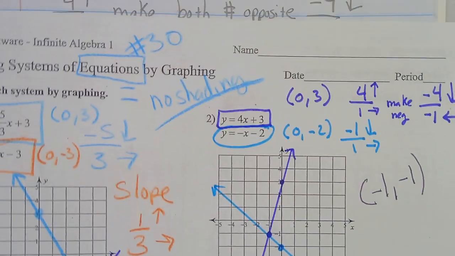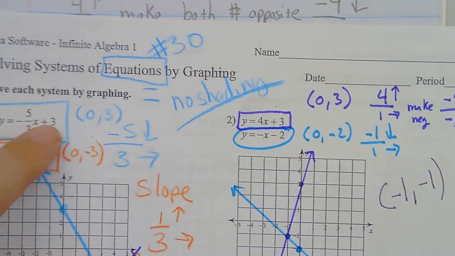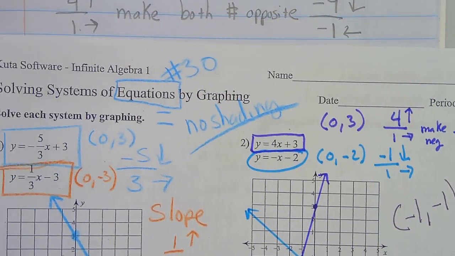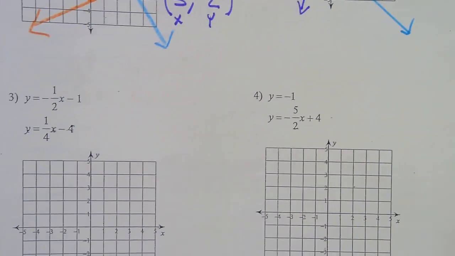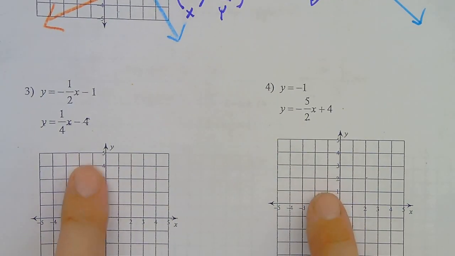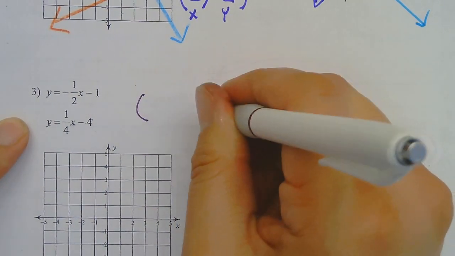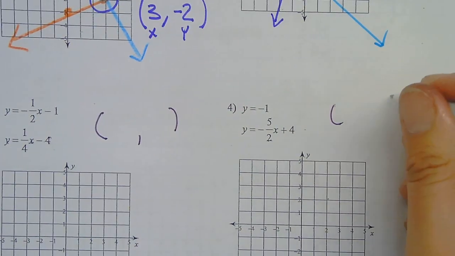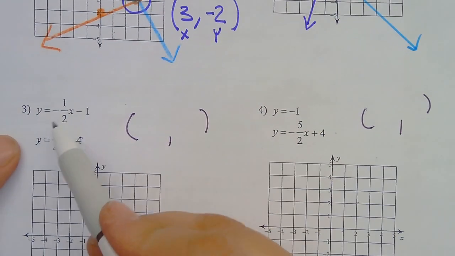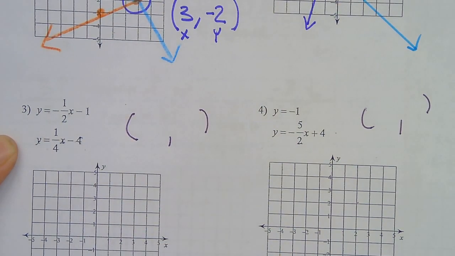Right, so on assignment number 30, I just did problems 1 and 2 with you, and we took some notes in the notebook. I am going to ask that you do these two problems on your own, numbers 3 and 4. I want to remind you, these are going to have a point for a solution. All right, and again, because there's equal signs, there's no shading.